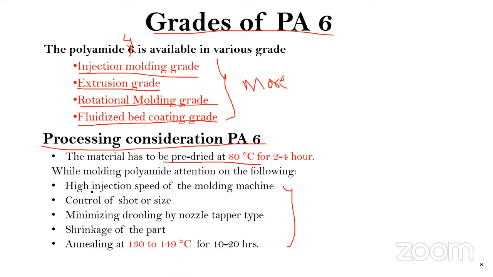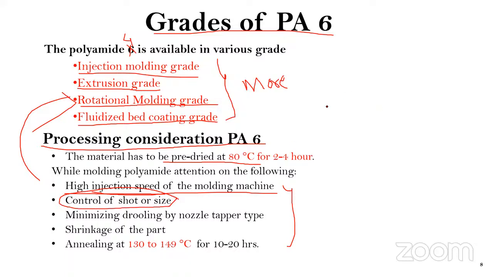First, if you are doing injection molding, the injection speed of the molding machine should be high. This is on behalf of my experience, but again it will differ if the grade of the polyamide differs. It is not always constant. So if high injection speed is required, then we have to control the pellet size.